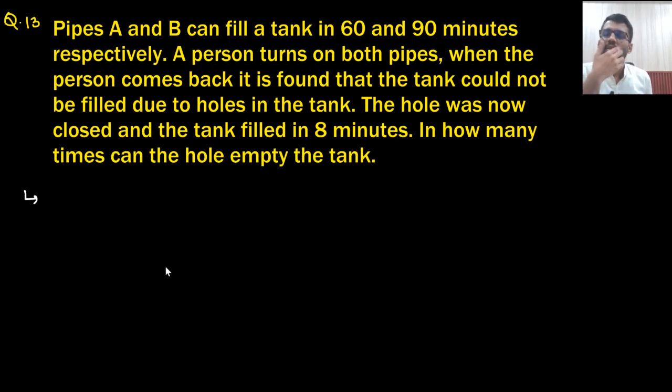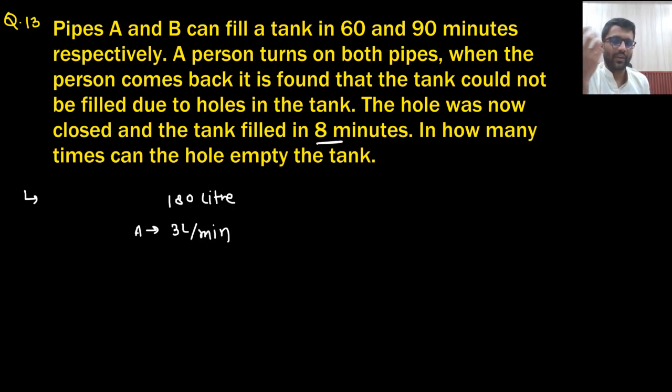A and B can fill a tank in 60 and 90 minutes respectively. A person turns on both pipes and when the person comes back. Okay, so 60 and 90. What can I take? 180 liter. So A can provide you 3 liter per minute. Although there is this 8 minute as well, I did not consider it. We can consider it later on if it is useful. What about B? B can give 2 liter per minute. A person turns on both of the pipes.